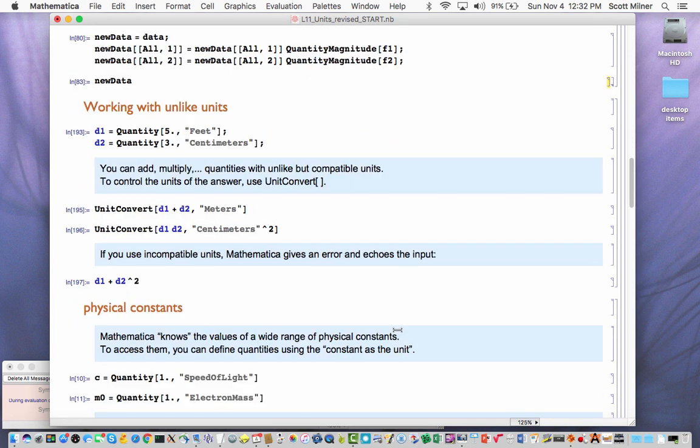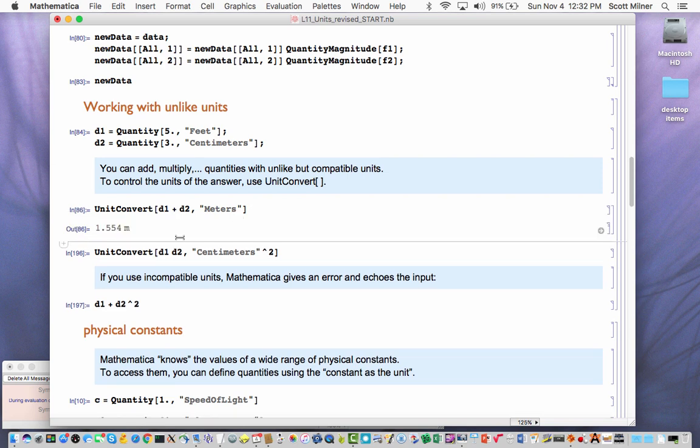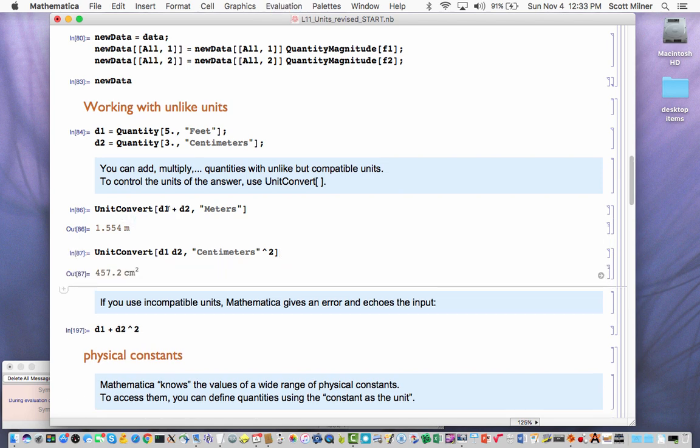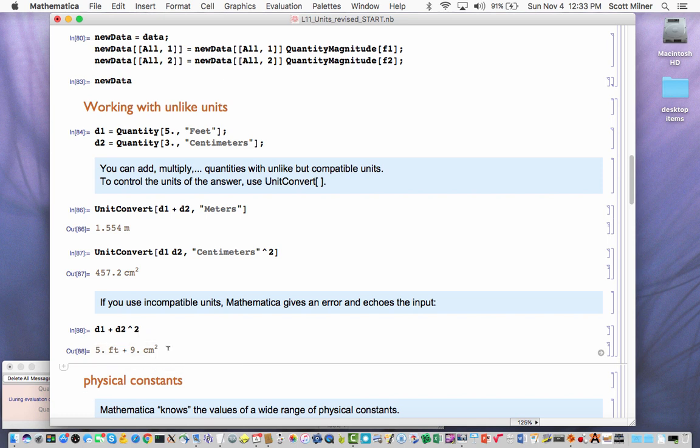One of the nice things about Mathematica working with units is that it can do calculations of quantities that have compatible but unlike units. So if we have two distances here, one of them is in feet and one of them is in centimeters, then I can add them and, for example, convert the sum to meters, or I can multiply them and convert the area that I get to centimeters squared, using unit convert to control the units that the sum or the product is represented as. If you try to do something in incompatible units, in other words, you try to add a length and an area, then you'll get an error and it will echo back what you tried to do.